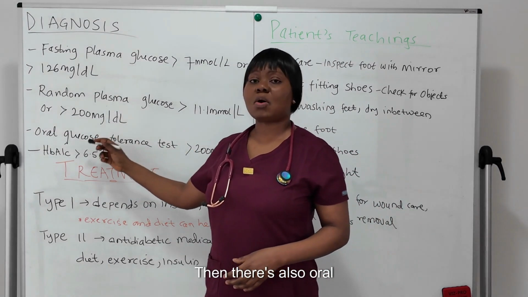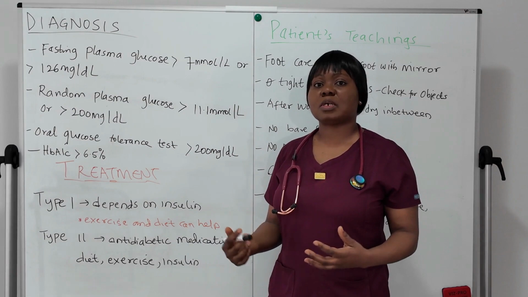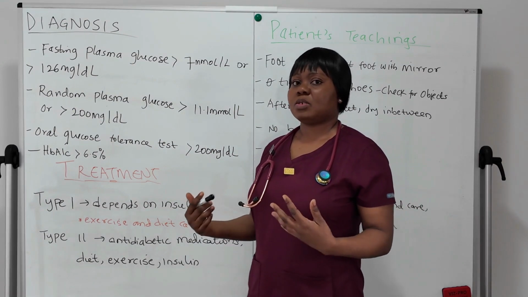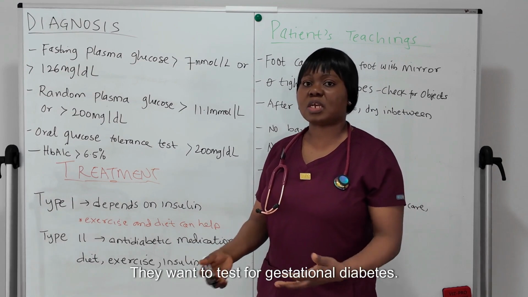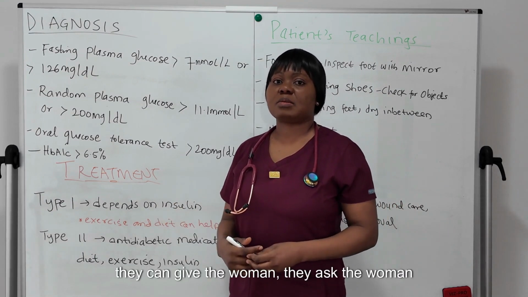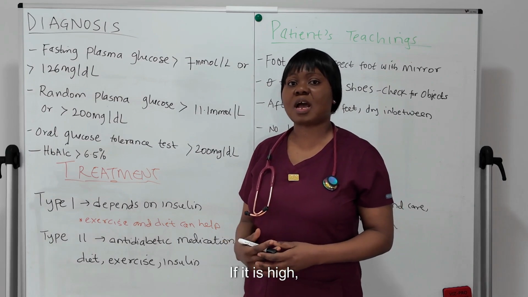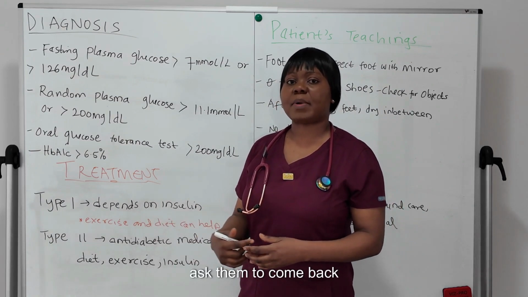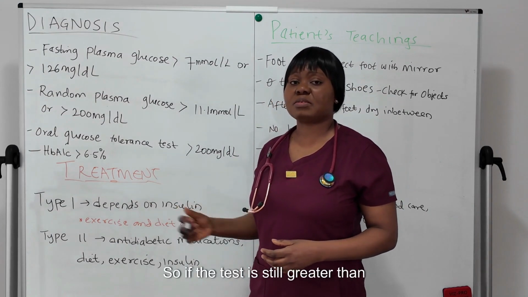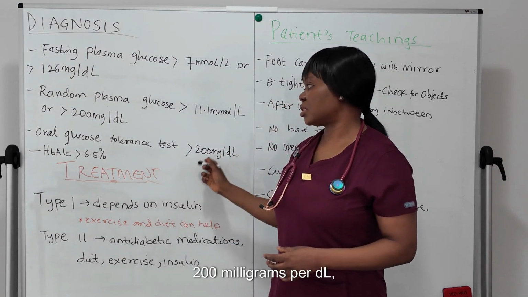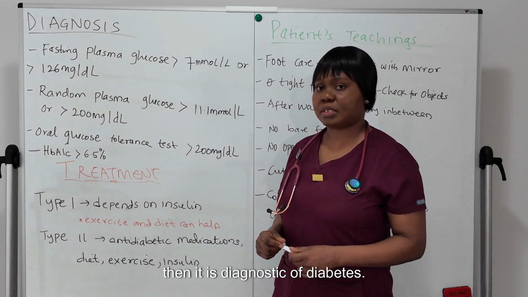Then there's also the oral glucose tolerance test. They use this one more for gestational diabetes. They do that between 24 to 28 weeks gestation, when they want to test for gestational diabetes. They ask the woman to drink 50 grams of glucose. If it is high, they ask her to come back and give her 75 grams of glucose. If the test is still greater than 200 milligram per dl, then it's diagnostic of diabetes.